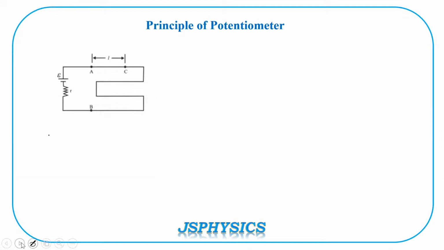Now if we take any other point somewhere here, say point C on the wire, and suppose the length between A and C is small l, then the potential gradient, as we already know, is given by K, VAB upon L, that is the potential drop per unit length of the wire. So what is the potential drop across A and C, that is l length of the wire?